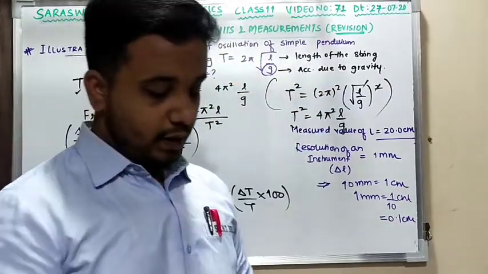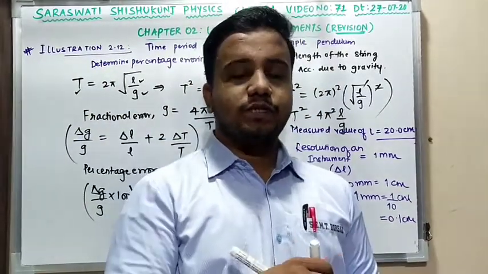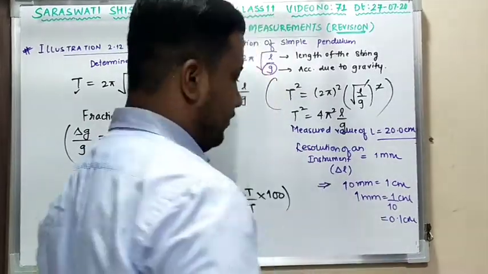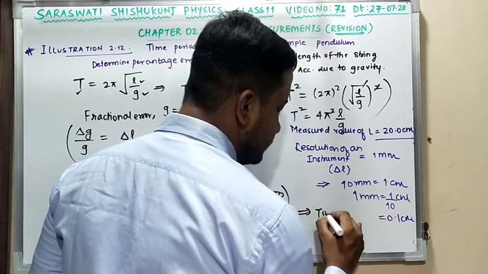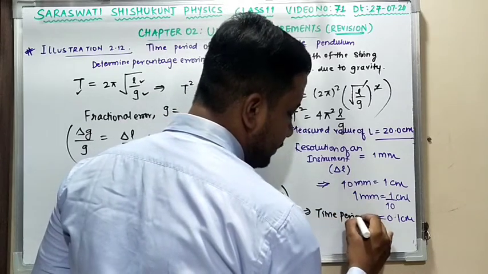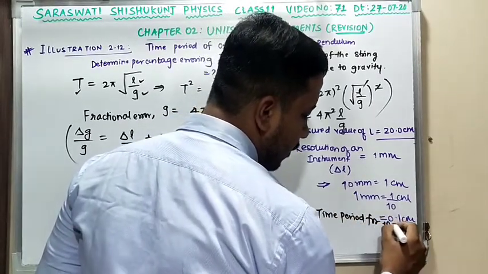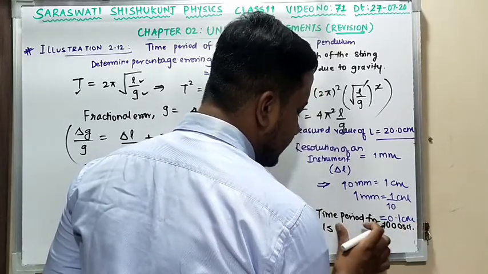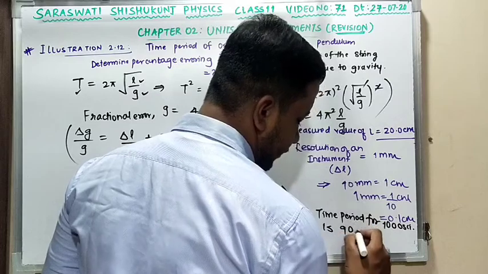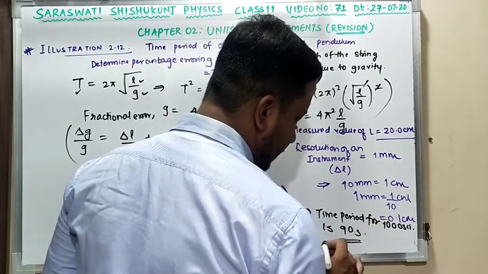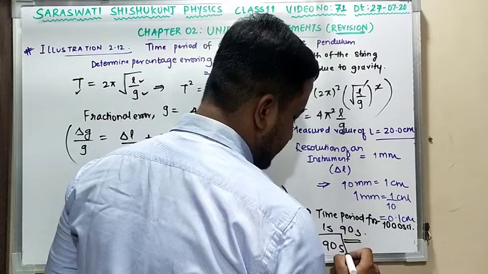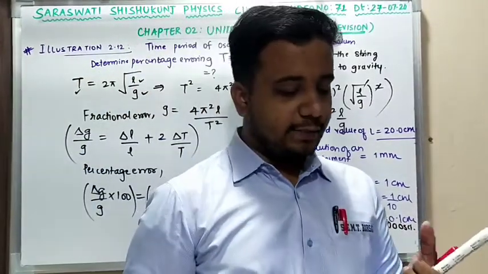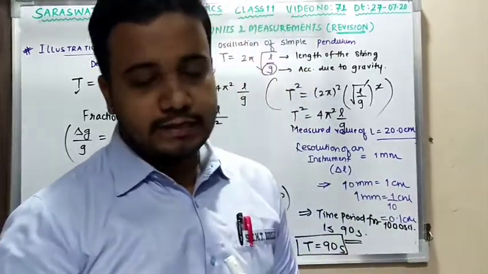Till this clear? One more thing they have mentioned in this question: the time period for 100 oscillations is 90 seconds. They have given the time for 100 oscillations. How many seconds? 90 seconds they have given. Clear? Means they have given the time period, that is 90 seconds, that is fixed. Also they have given that the stopwatch being used to measure the time period has an accuracy of 1 second.